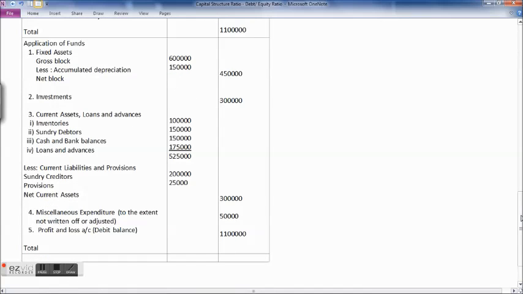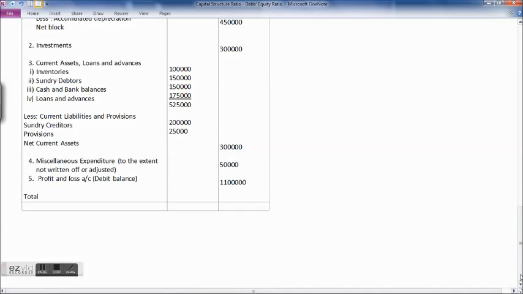Out of which the funds are used as following, that is application of fund. Fixed assets is 6 lakh minus accumulated depreciation 1 lakh 50, so your net block comes to 4 lakh 50. Investments is 3 lakh. Then in current assets, you have inventories 1 lakh, sundry debtors 1 lakh 50,000, cash and bank balance 1 lakh 50,000, loans and advances 1 lakh 75,000, and 5 lakh 25,000 is your total current assets, less your sundry creditors and provisions of 2 lakh and 25,000 respectively. So that gives you net current assets of 3 lakhs. Then miscellaneous expenditure to the extent not written off is 50,000 and total of application of fund comes to 11 lakh. Now we'll calculate what is a debt equity ratio.